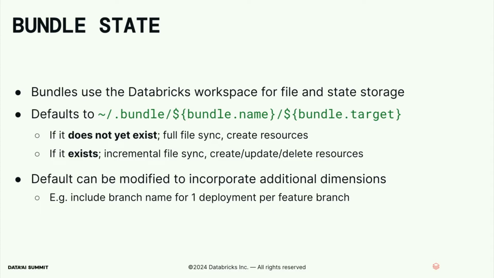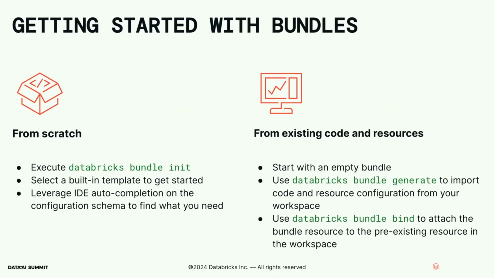By default, the path is home, .bundle, and then we interpolate the bundle name and the bundle target, which means that every user, every bundle name, and every bundle target gets their independent deployment. If you need additional dimensions, perhaps a pull request identifier, if you do multiple validation deployments, or per feature branch, then you could override these defaults and customize this further.